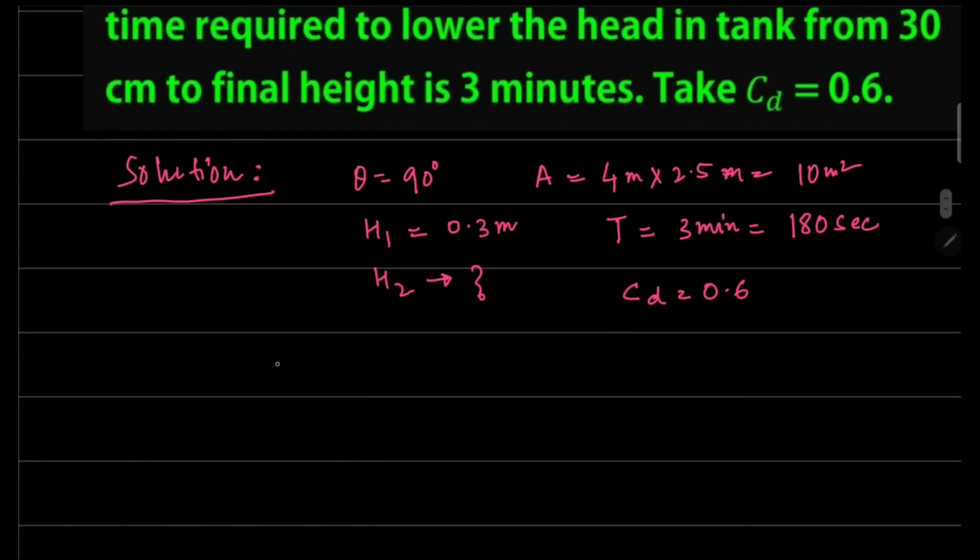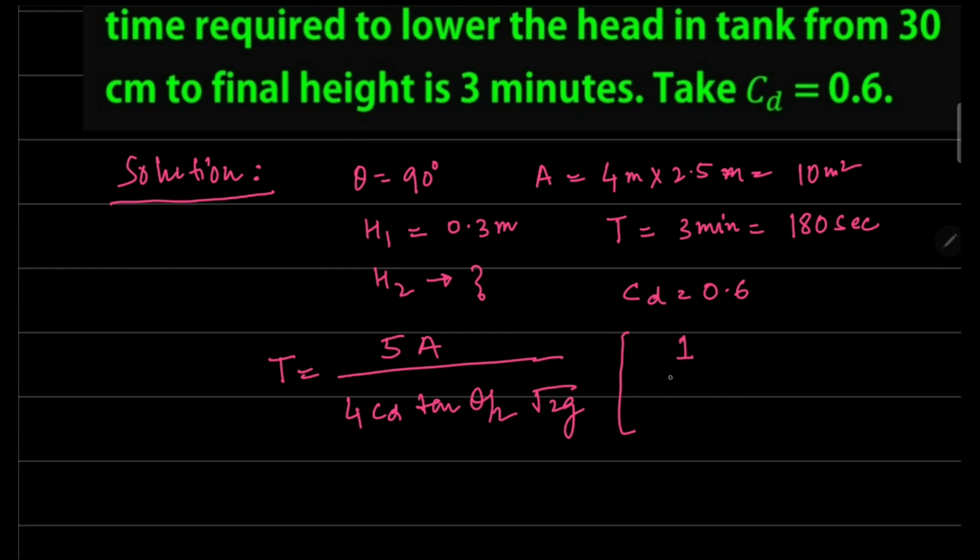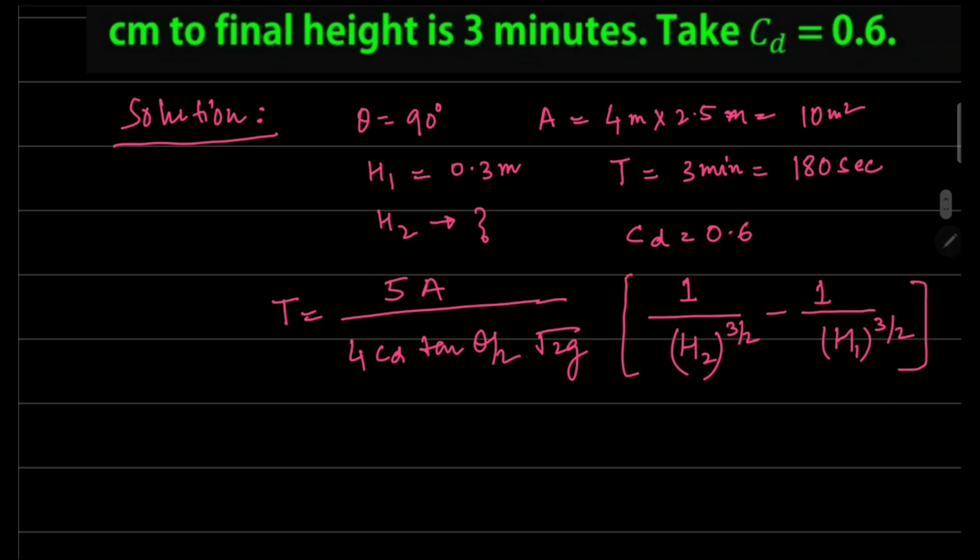So now we have to write the formula required to empty a tank using a triangular notch. So that equation, that is T is equal to 5 multiplied by A divided by 4 CD tan theta by 2 multiplied by under root 2G, and in brackets 1 divided by h2, that is unknown to us, h2 raised to the power 3 by 2 minus 1 divided by h1 raised to the power 3 by 2. Now you have to remember this thing, that h1 is already given to us, only this h2 we need to figure out. However, the time is also given to us.